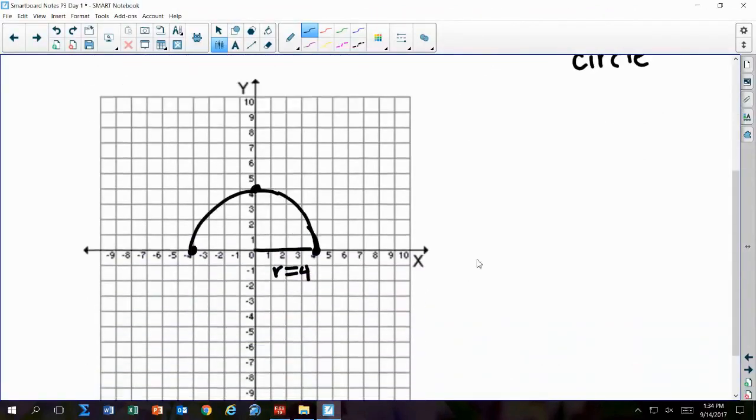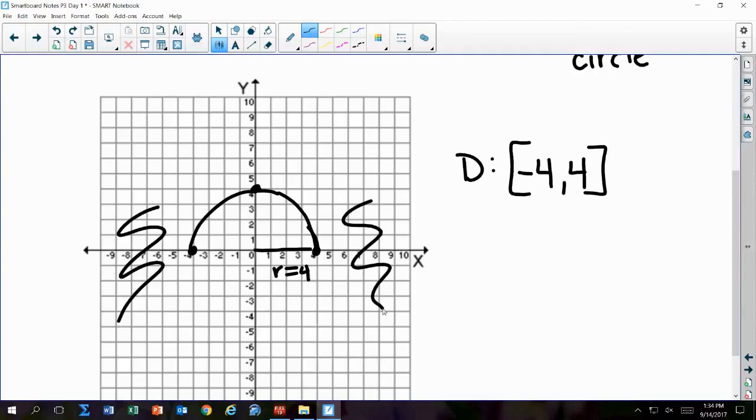All right, let's go ahead and talk domain and range. So again, domain's my x values. What x values do I use here? What do you think? Negative 4 to 4. And I'm going to put in brackets because it includes both of those x values. Right, there's nothing over here, and there's nothing over here. If I look at this point, it's negative 4, 0, and this point is 4, 0. Right, so if I'm looking at my x values, they go from negative 4 to 4.